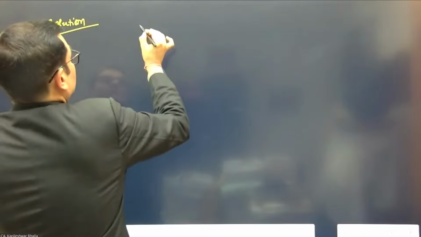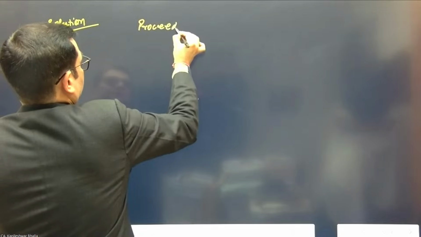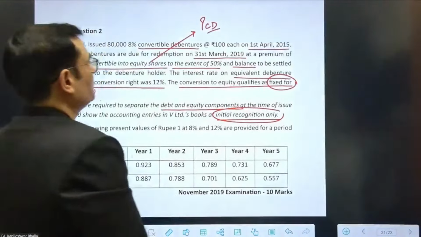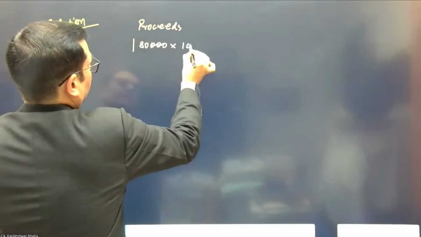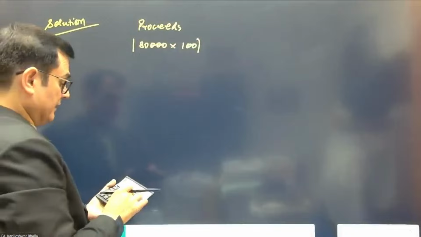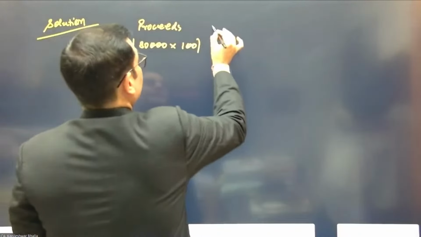Okay, so let's work on the solution. Let's work on the answer. So we are first taking the proceeds in this case. Let me go to the proceeds. So we have issued 80,000 debentures of 100 each. So let's take the proceeds. It is 80,000 debentures and the proceeds are 100 each. So this works out at 80,000 into 100. That works out, I guess, 80 lakhs.